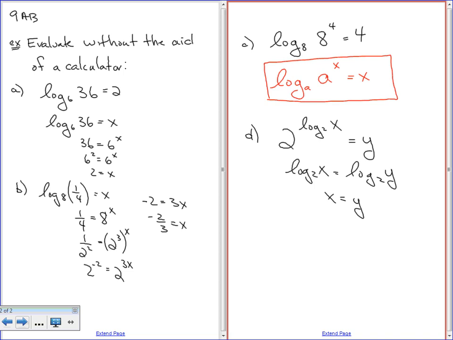Okay? So that leads to this law that if you have a to the exponent, the log of x to the base a, and again, the bases have to match, if that matches, then the answer is x. So that'll help you in solving some logarithmic expressions in your homework.